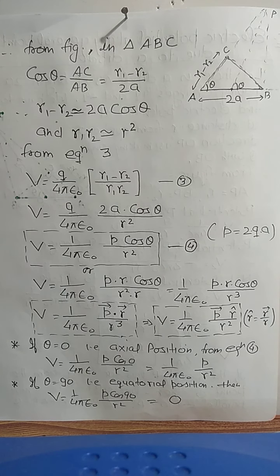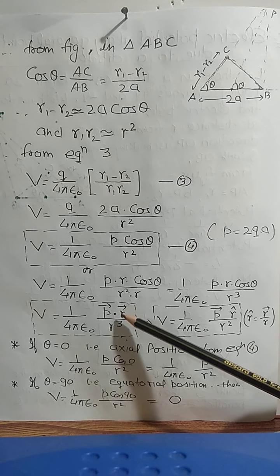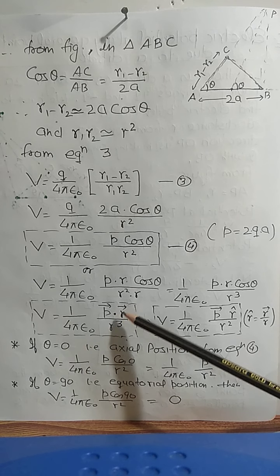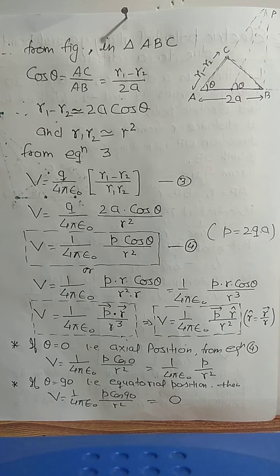AB cos theta is what? A dot B. Vector A dot vector B is equal to AB cos theta. And therefore P into R into cos theta is equal to vector P dot vector R. So therefore V is equal to 1 upon 4 pi epsilon naught vector P dot vector R upon R cube. Yes? Clear? Or if you want, write it in the form of unit vector as given here. Unit vector R is equal to vector R upon R. Then this equation will become V is equal to 1 upon 4 pi epsilon naught vector P dot unit vector R upon R square. Clear?